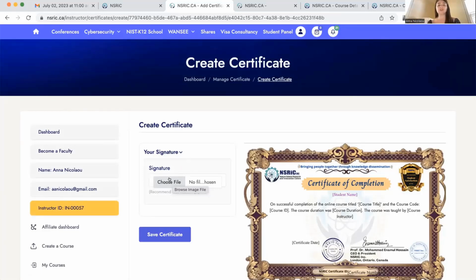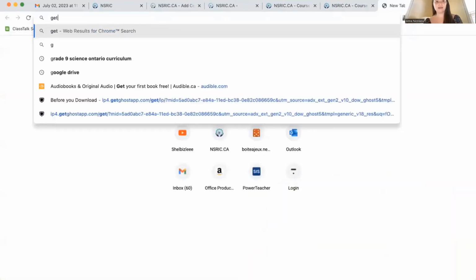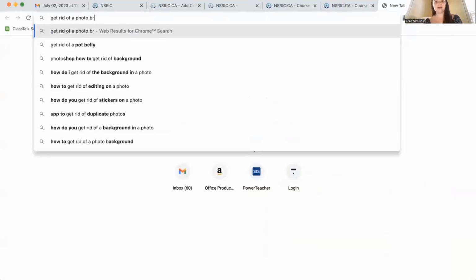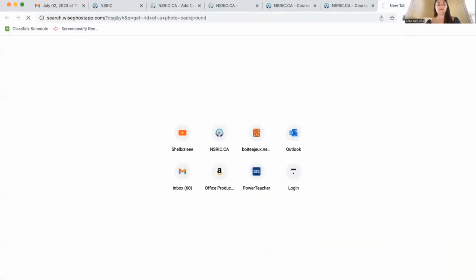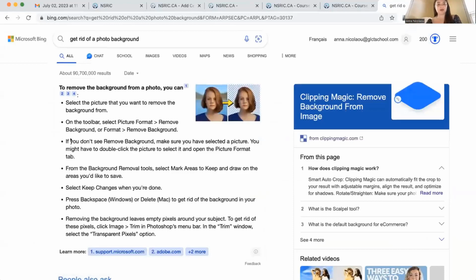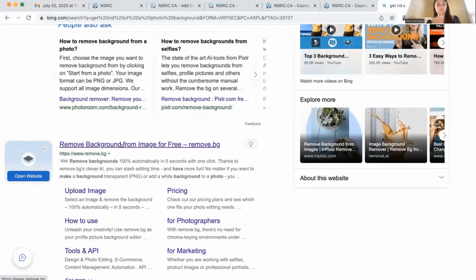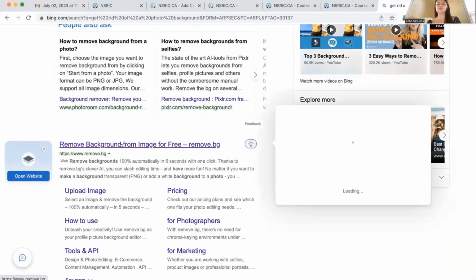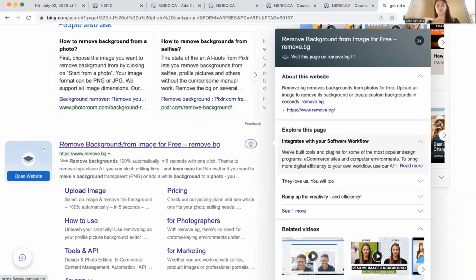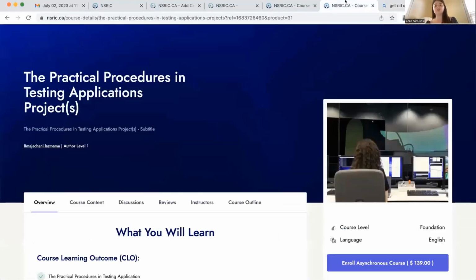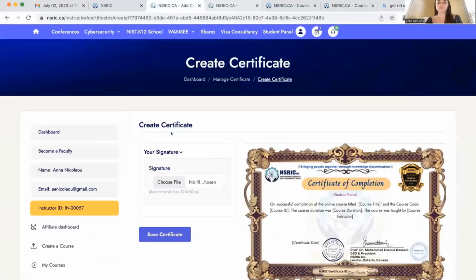There are actually free websites out there that you can use to get rid of the background. Just type in "get rid of a photo background", and there's plenty of results that will allow you to do that. You can click on one of them, like this one, "remove background image for free". Usually for these websites there's some pricing if you do it a whole bunch of times, but a lot of websites will let you do it for free if you're just doing it once. So you can do that to get rid of your background.